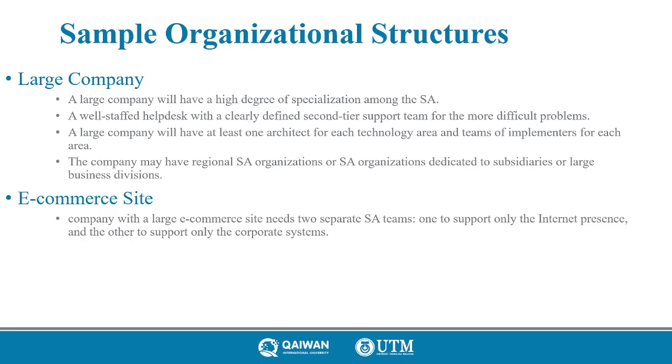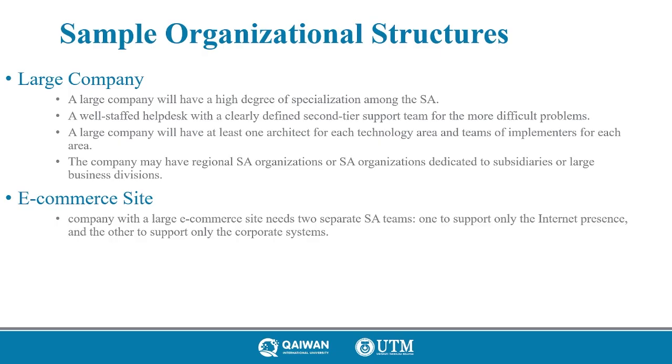Now, a large company will have a high degree of specialization among the SAs, a well-staffed help desk with a clearly defined second-tier support team for more difficult problems. A large company will have at least one architect for each technology area and teams of implementers for each area. The company may have a regional SA organization or SA organizations dedicated to subsidiaries or large business divisions.